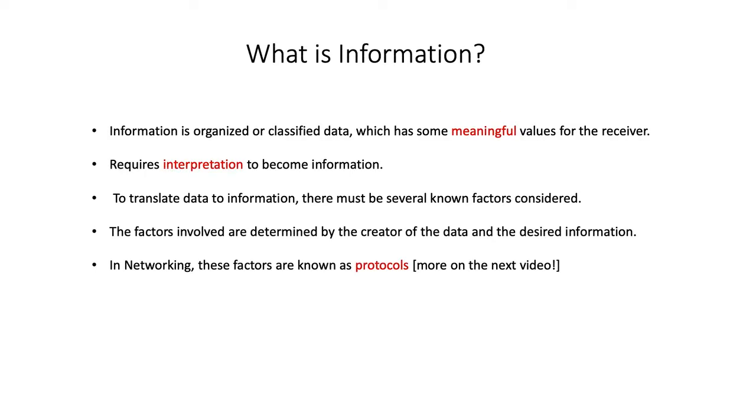When data is interpreted to make any decisions, data has to be organized and classified, which makes it information. When data is organized in a way that is understandable and meaningful to the receiver, it becomes information. To translate data to information, there has to be several known factors considered. The factors involved are actually determined by the owner of the data or the creator of the data and the desired information. In networking, these factors are actually called protocols. We will discuss these protocols in the next video.